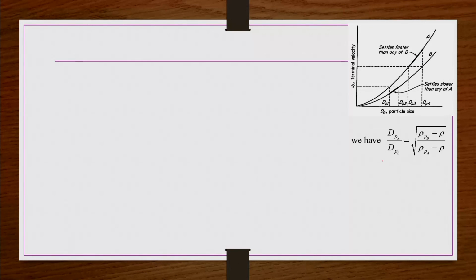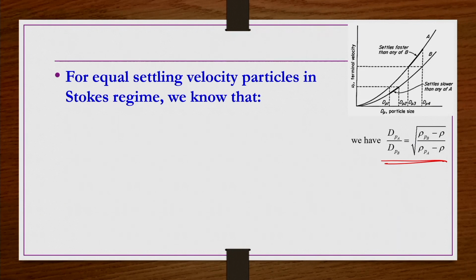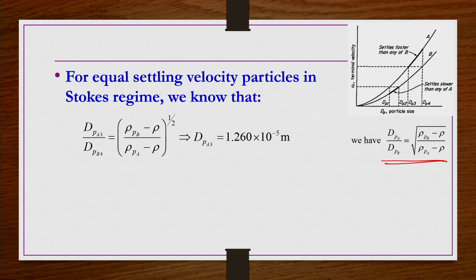We have this equation for the Stokes regime: dpa by dpb is equal to the square root of (rho pb minus rho) divided by (rho pa minus rho). This holds for equal settling velocity particles in the Stokes regime. So now dpa3 divided by dpb4, where dpb4 is known, that is nothing but 2.5 × 10^-5. So from here you can find out dpa3.